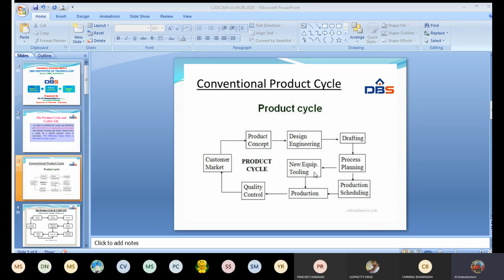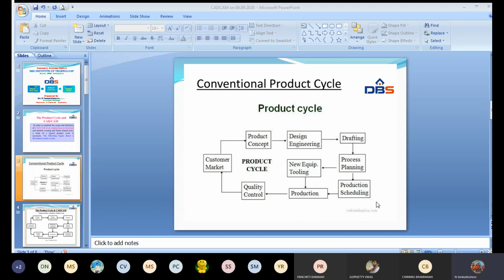If any new equipment or new tools are required, we have to purchase them and then go for production. Otherwise, if new equipment is not required, then after creating the process planning, go for production scheduling and finally go for production.